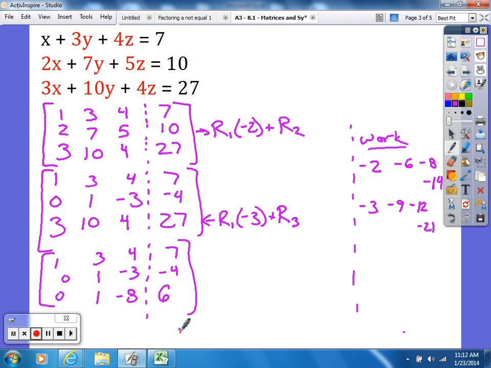Which one of these two do you want to make zeros first? It honestly doesn't matter. If you want to make the top one a 0, do it. If you want to make the bottom one a 0, do it. So I'm going to do the bottom one. What do I need to do in order to make this bottom a 0? Row 2 times negative 1 plus row 3.